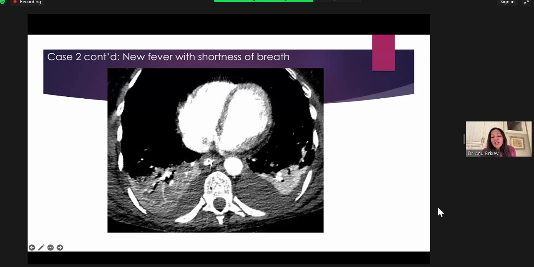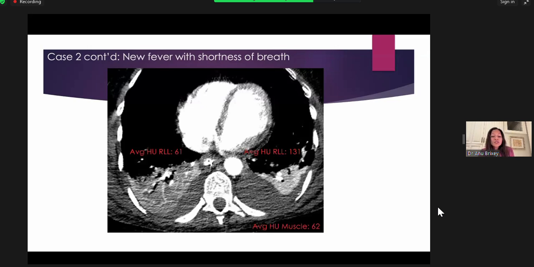And now the question I have is, I'm going to tell you that one side was atelectasis and one side was pneumonia. And I want you to look at this with the contrast and figure out which side is atelectasis and which side is pneumonia. Okay, and this is the clue here.